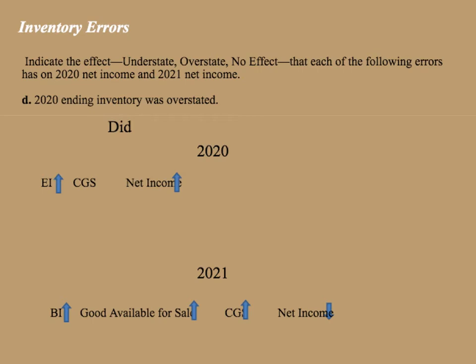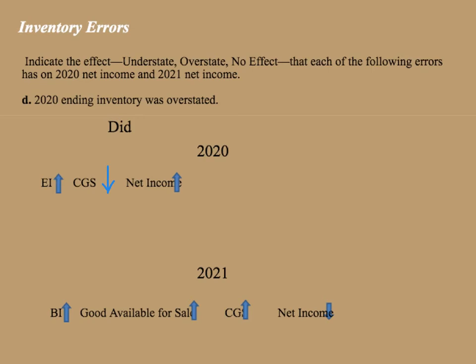So what if in 2020 ending inventory was miscounted and it turned out to be too high? Ending inventory has a teeter-totter relationship with cost of goods sold, because they're both parts of goods available for sale. So if ending inventory is overstated or too high, then cost of goods sold will be automatically understated. And as a result, you remember that net income has an adverse relationship with cost of goods sold, so net income will be overstated for year 2020.